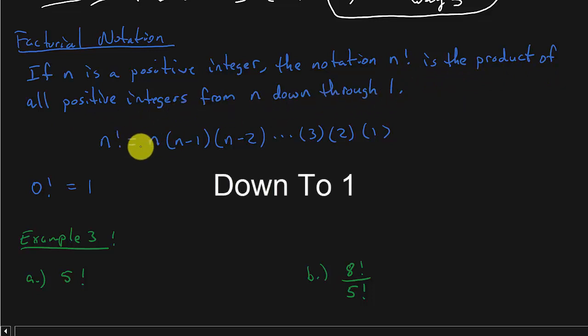So n factorial is n times n minus 1 times n minus 2, all the way down to 3 times 2 times 1. And then by definition, 0 factorial is 1.